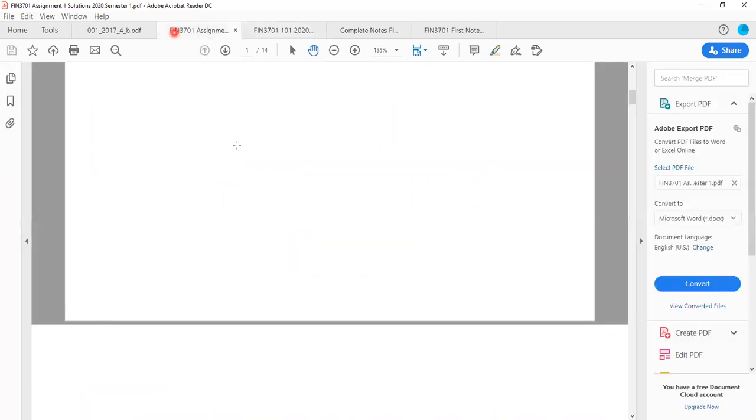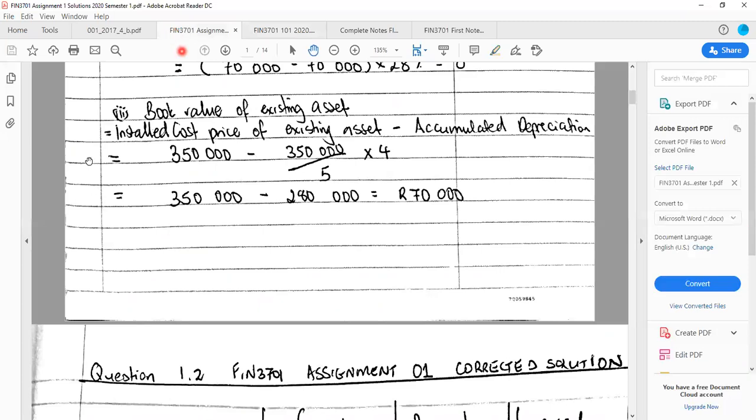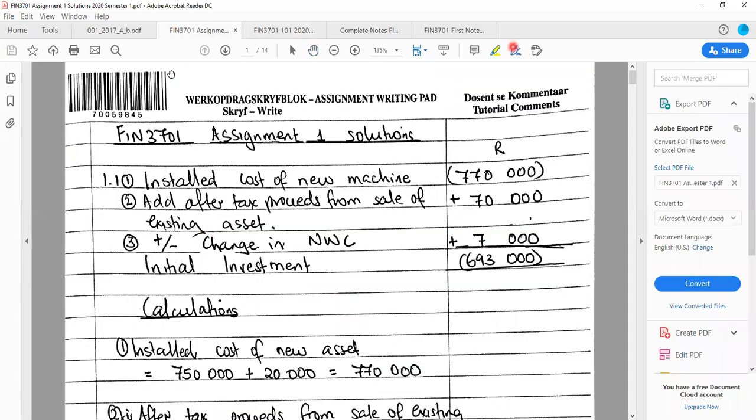To determine the initial investment, like what I told you in the previous video, we have to start by putting our template. You always start by putting your template. Your template consists of the installed cost of the new machine, and then you add the after-tax proceeds from the sale of the existing asset. Then it's plus or minus the change in net working capital. So you need to find each of these three things to be able to calculate your initial investment. I'm going to take you through how you would calculate each of those things.